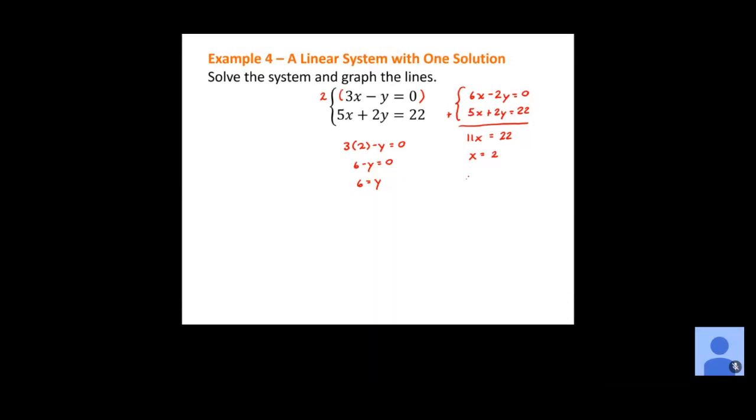Okay, so now we know our point of intersection is at 2, 6, and that is our solution to the system. Now it does ask us to graph. I'm actually going to go to Desmos and graph these, and then we can actually check to make sure that the point that we found is indeed the point of intersection.